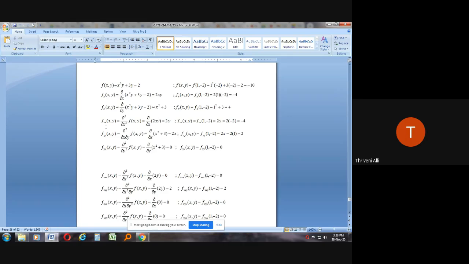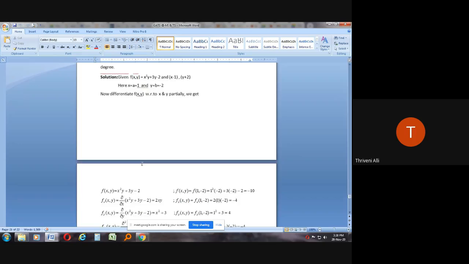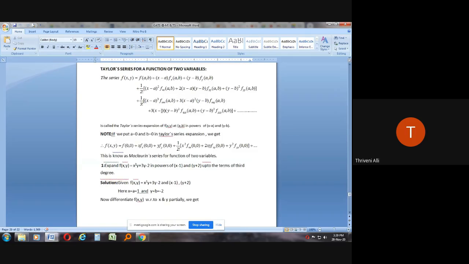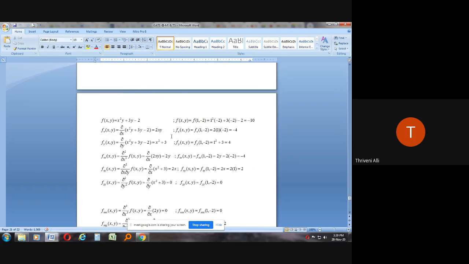And fxx means we have to differentiate with respect to x two times. Already we have done the first derivative with respect to x, so here again we have to differentiate. That is dou square by dou x square of f of x comma y. Like that fxy, fyy, fxxx, fyyy, fxxy, fxyy, and substitute in the Taylor series. Okay, so this is the Taylor series of a function of two variables.